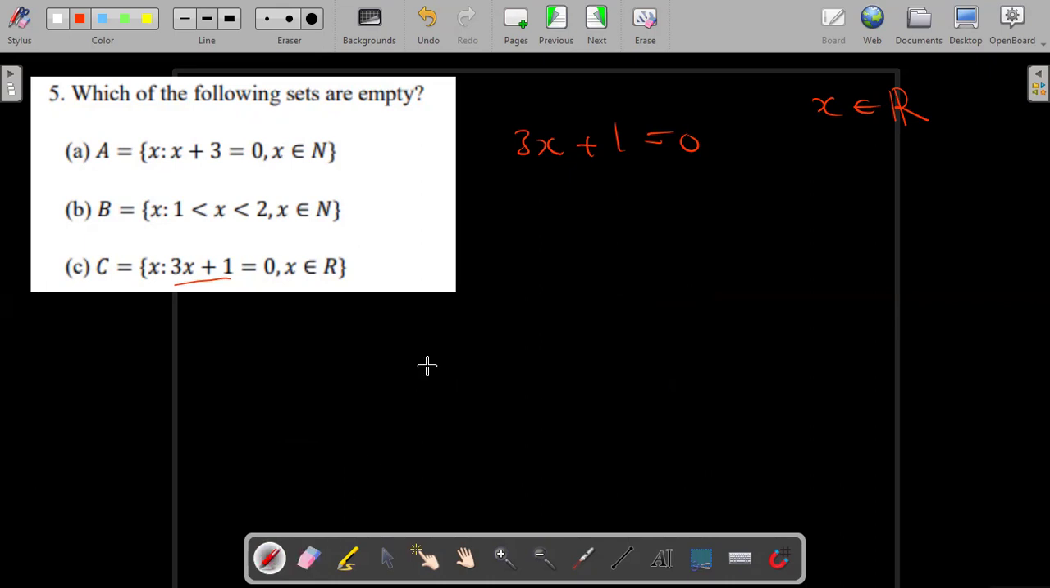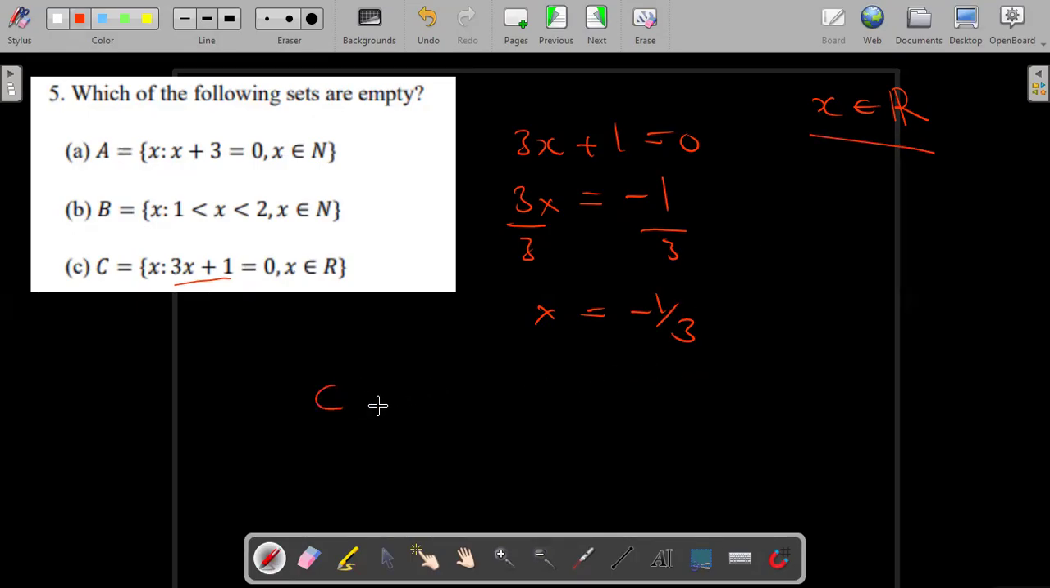But now, how do we check if this is empty? We solve this equation, and we have 3x here. Then we take the additive inverse of 1, and that is going to be -1. Then I divide both sides by 3, and I have x equal to -1/3. So -1/3 is a real number, because the condition is x must be a real number.